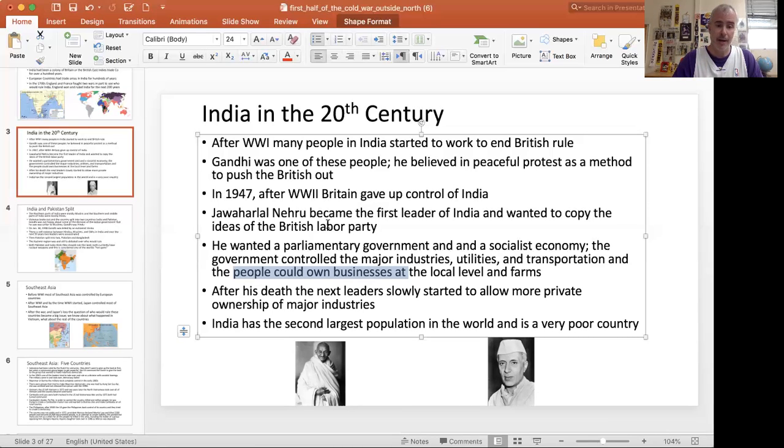That's one reason why they cut back on their colonies, was because they wanted to focus on now giving the people more stuff, like free healthcare. In Britain, everyone gets free healthcare. That was a big part of their post-World War II plans.